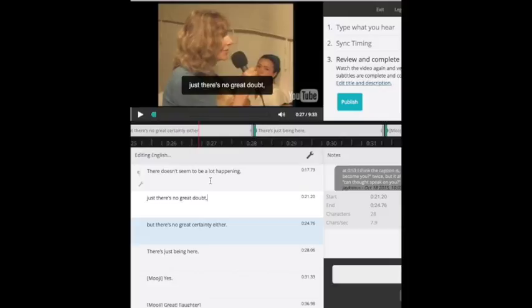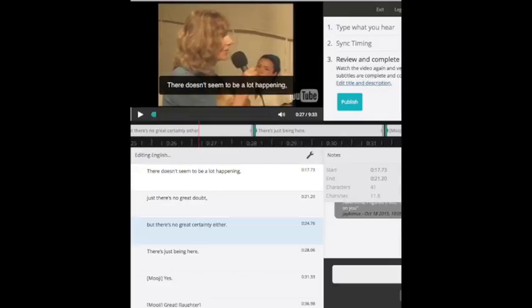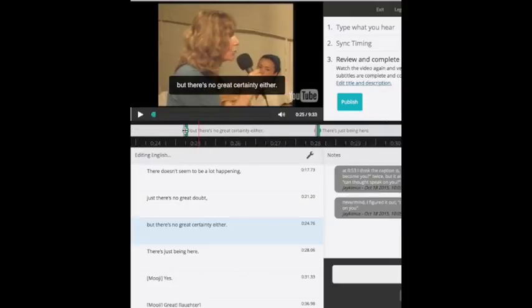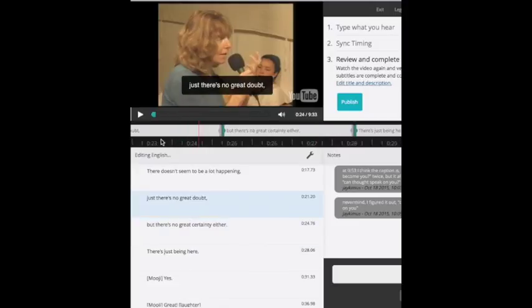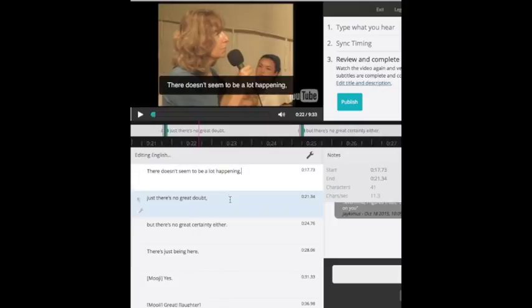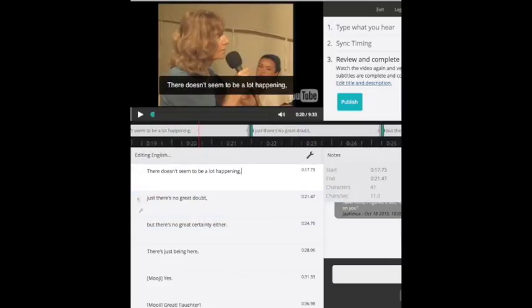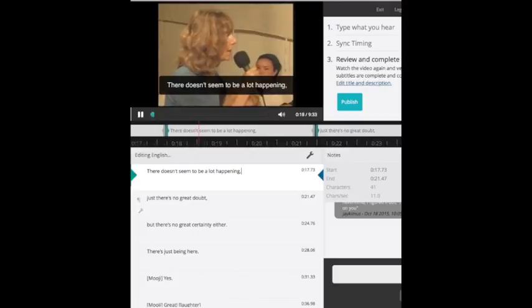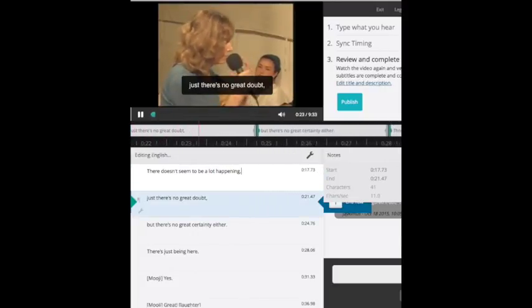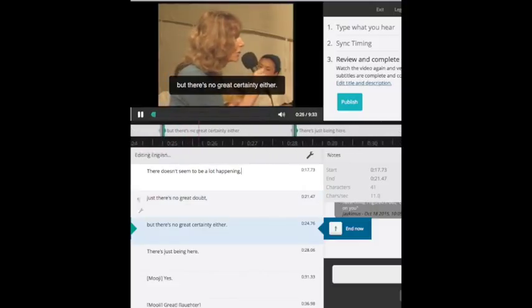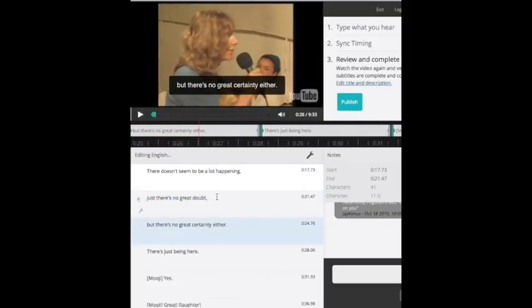So if we sync it this way, then we can allow for, we could even take it a little bit further just to give us some more room in the previous caption, to adjust the reading rate to make it a bit slower. So let's have a look at that again. Seem to be a lot happening. There's no great doubt, but there's no great certainty either. So that still feels okay.